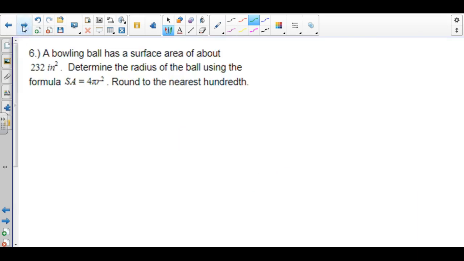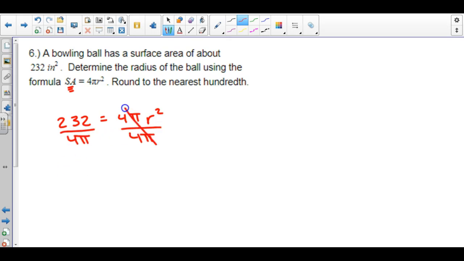And lastly, I'm just going to do one problem that would require the use of taking a cubed root or a square root. So for this example, I'm given a surface area formula. A bowling ball has a surface area of about 232 square inches, so that is the surface area. So that represents the left side of the equation. And what we want to do is determine the radius of the ball using this formula. So just showing you how we can work backwards, I'm going to divide both sides by 4 pi.